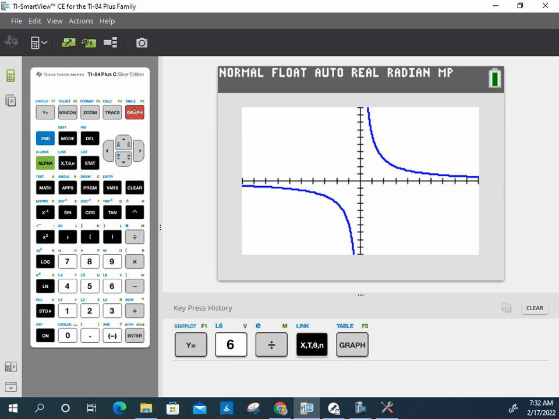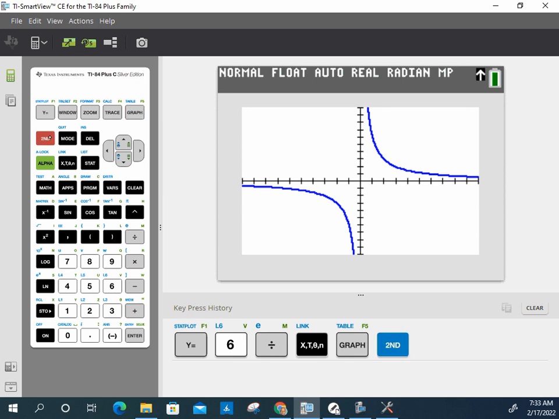Just in case you're wondering where the vertical and horizontal asymptotes are, most graphing calculators will not draw them because they're where the graph does not exist. If you have an older model graphing calculator, you might see them. But don't worry about it if you don't see those dotted lines drawn on the graph.